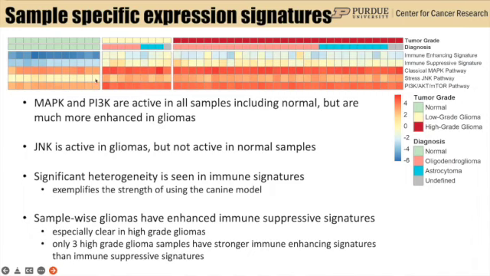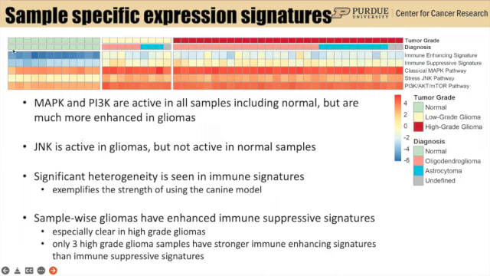Another thing we can take away, especially if we look at the immune signatures, which we're particularly interested in, is that there is significant heterogeneity across samples. If you look across the rows, you see a lot of heterogeneity between these different samples. And this really exemplifies the strength of using the canine model, because the heterogeneity seen in these tumors and in the tumor microenvironments really mirrors that seen in humans.